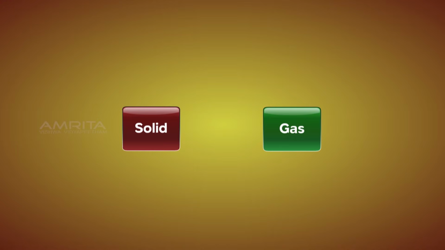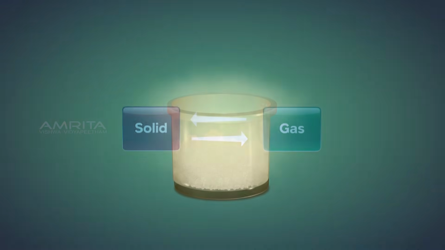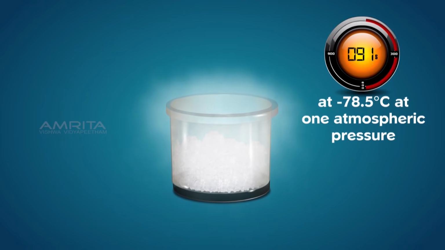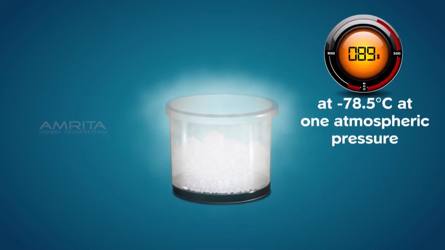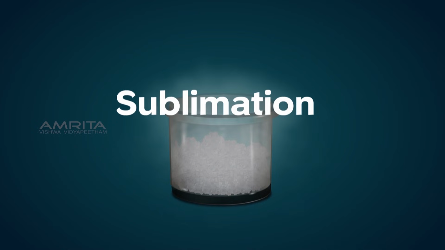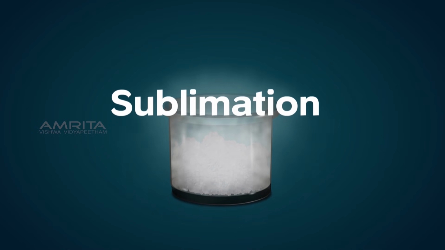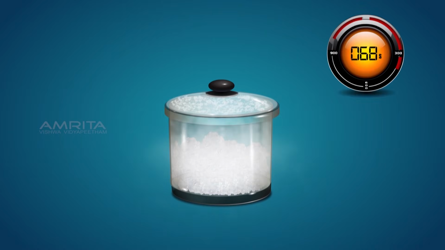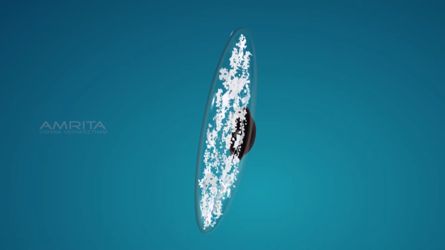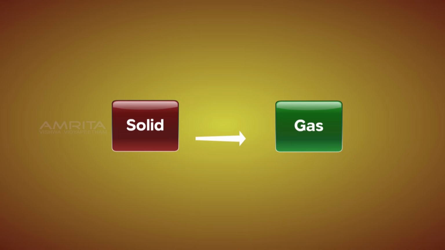Now, can a solid be directly converted to gas and vice versa? When dry ice is kept at -78.5 degrees Celsius at 1 atmospheric pressure, dry ice is converted to gas. This process is called sublimation. And when the gas so formed is trapped, the gas is accumulated to form dry ice again. That shows that a solid can be directly converted to gas and vice versa.